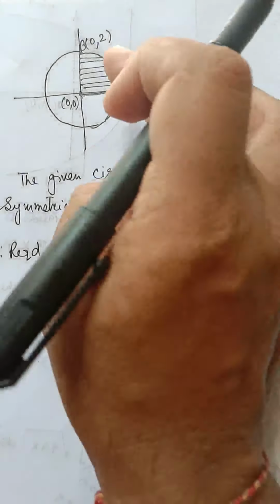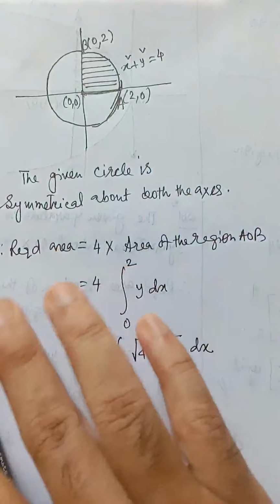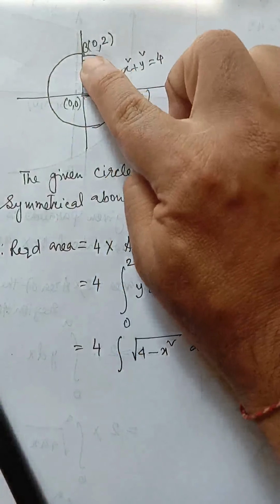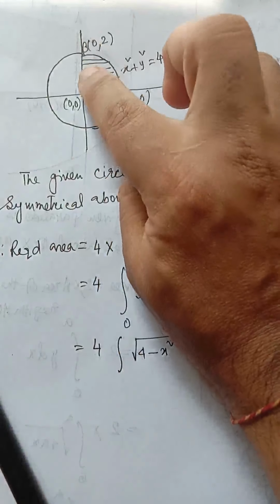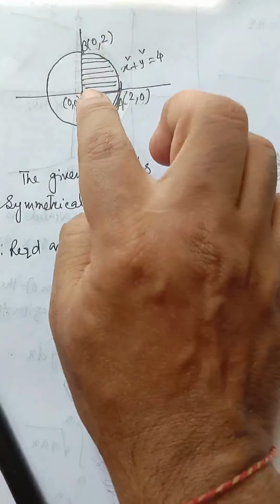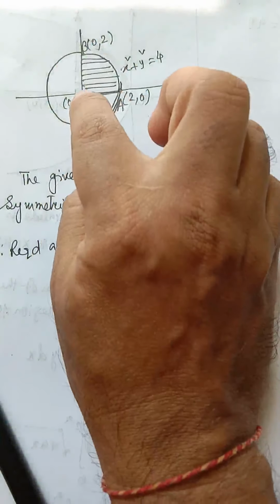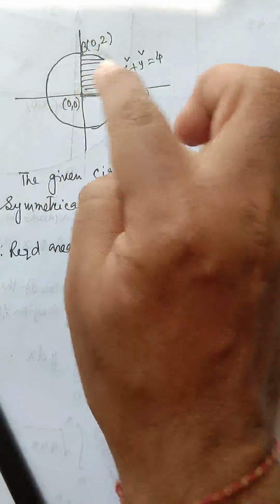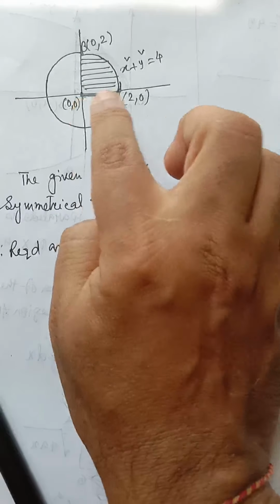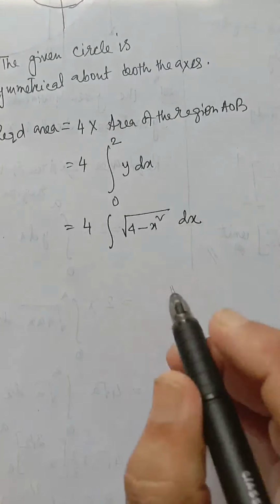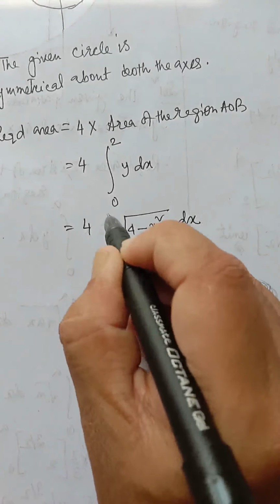We have to find the area of the circle. For that we will find the area of this quadrant only, and multiply it by 4. So if you consider the x-axis as boundary, the area of this part will be the integral of y dx from 0 to 2. Now we have to integrate.